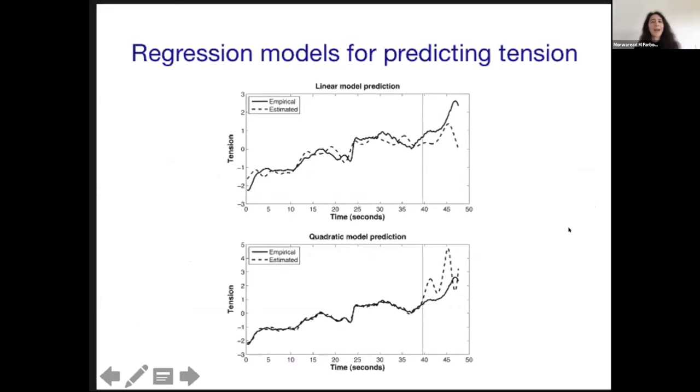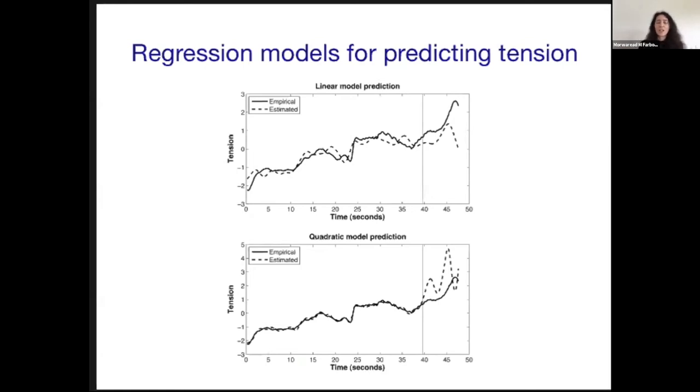Okay, so I had noticed in prior work on tension that regression models were sometimes used to understand how individual features correlated to tension responses. So for example, if loudness was highly correlated with tension response, you can say, oh, well, that means that loudness must be contributing to tension. However, these regression models had not been used to actually predict data.